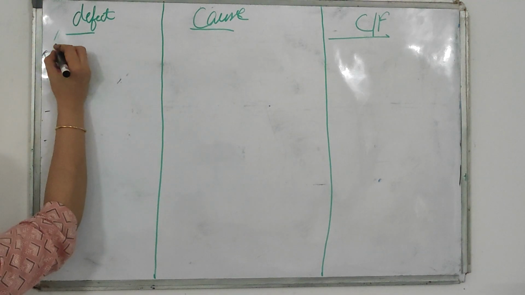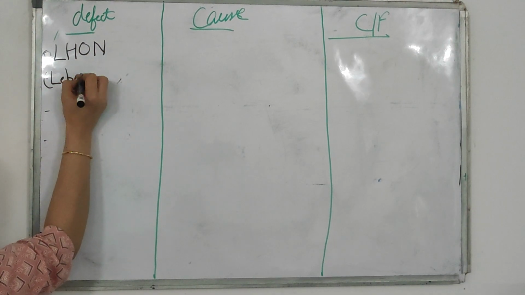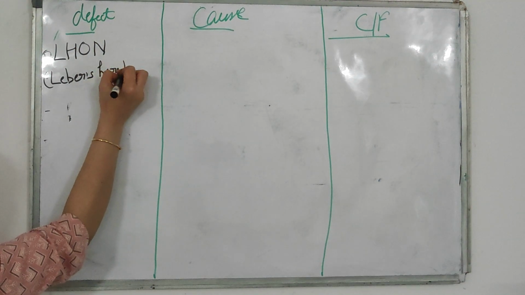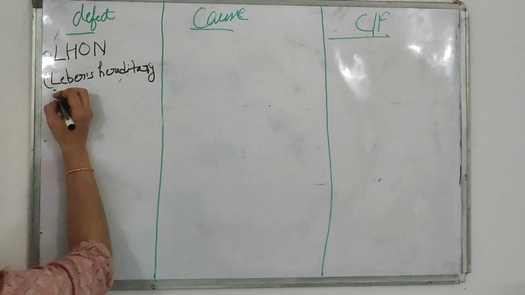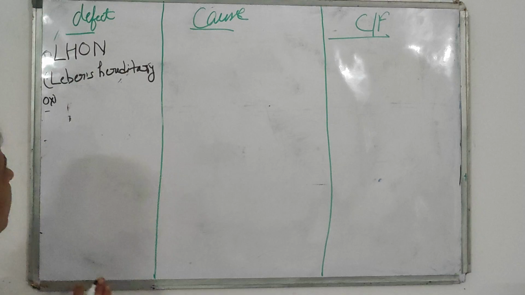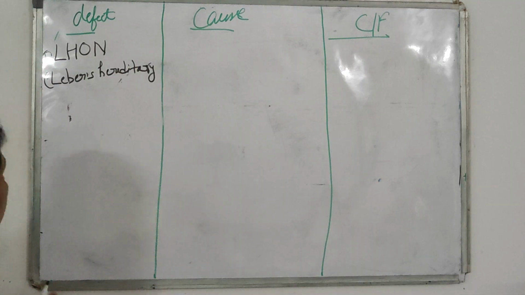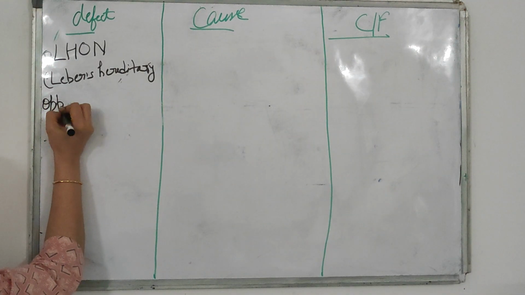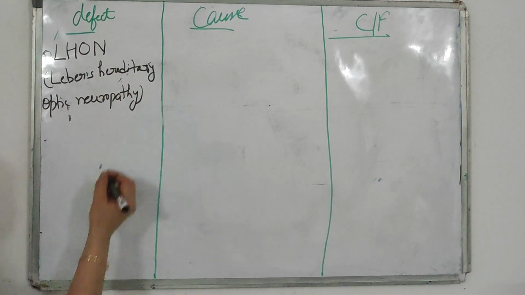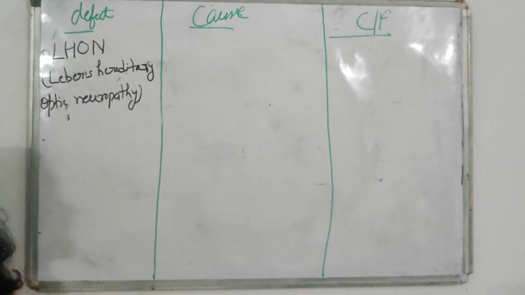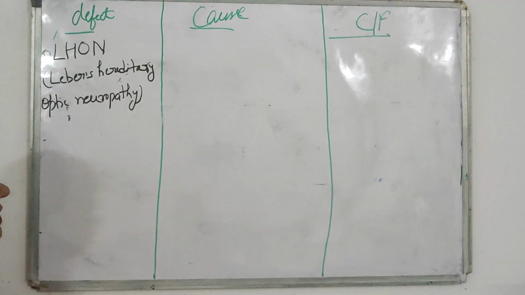So first is LHON. What is the full form? It's Leber's hereditary optic neuropathy. In short form we write it as LHON. It's Leber's hereditary optic neuropathy. Okay, first OXPHOS disease. What is the cause?